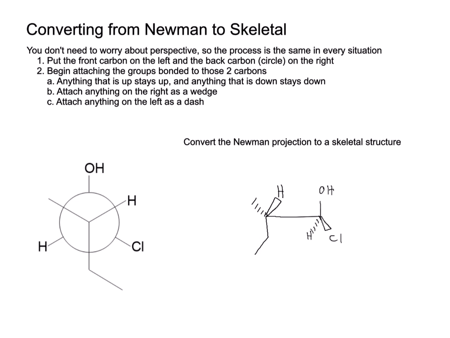And notice in our skeletal structure, what is up stayed up, and what is down stayed down. Anything on the right-hand side of the Newman projection is now on a wedge in our skeletal structure, and anything on the left is on a dash.